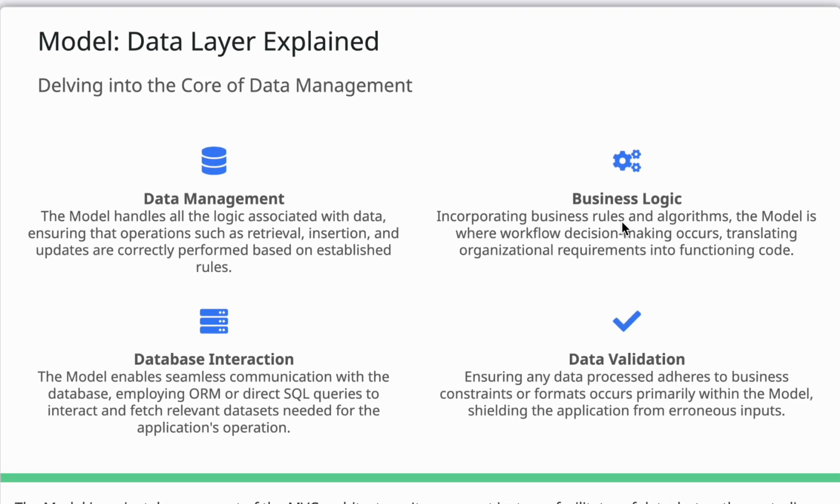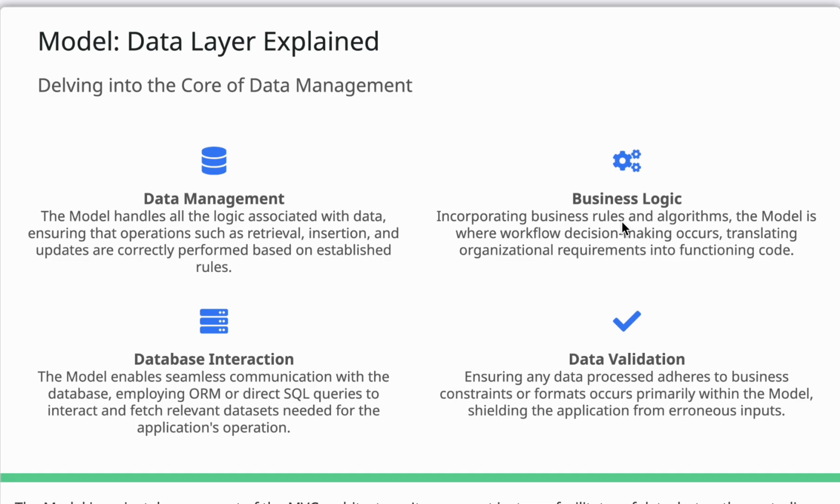The next is model, the data layer explained. There are four parts. The first one is data management. The model handles all the logic associated with the data, ensuring that operations such as retrieval, insertion, and updates are correctly performed based on established rules.